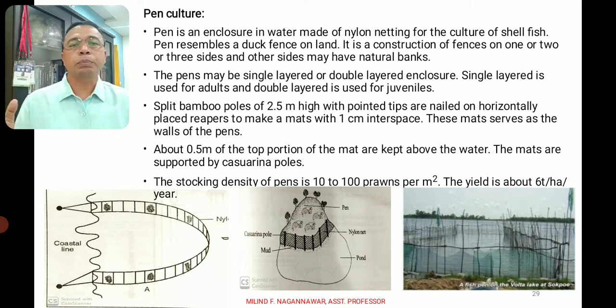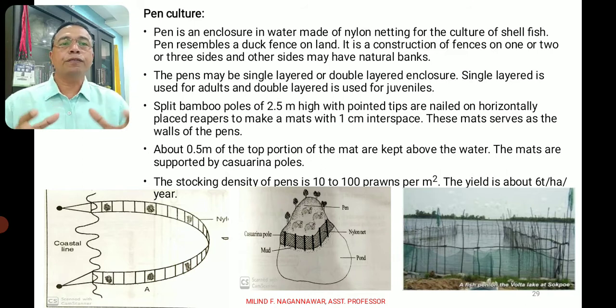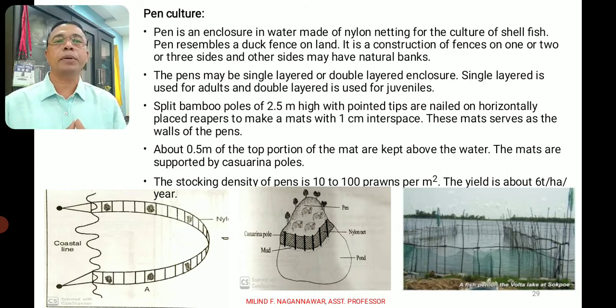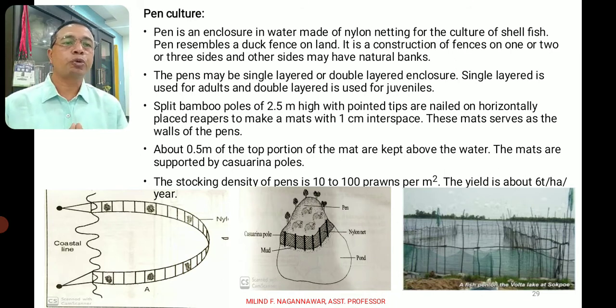Then the mats are supported by the casuarina poles. Now in this pen, the density of the shrimps should be 10 to 100 prawns or shrimps per square meter. Okay, density should be what? 10 to 100 prawns per square meter, and the yield is 6 tons per hectare per year.